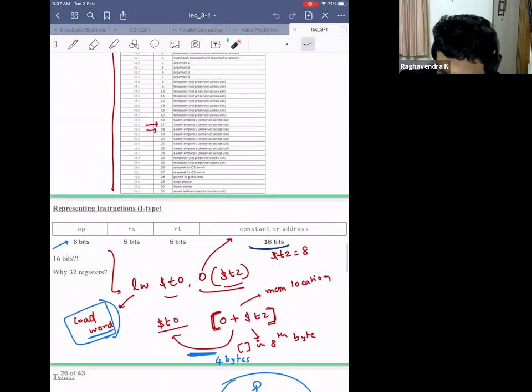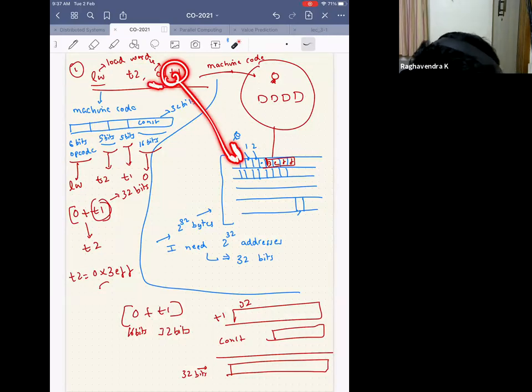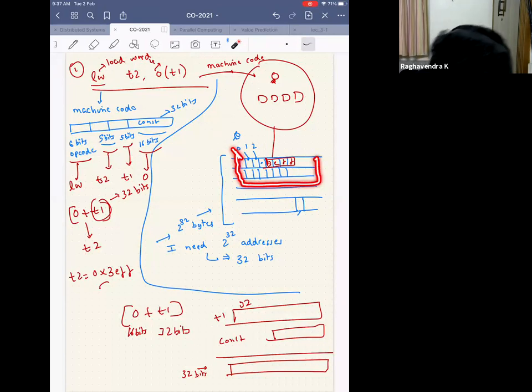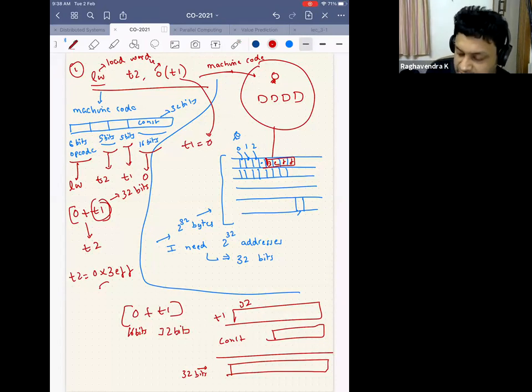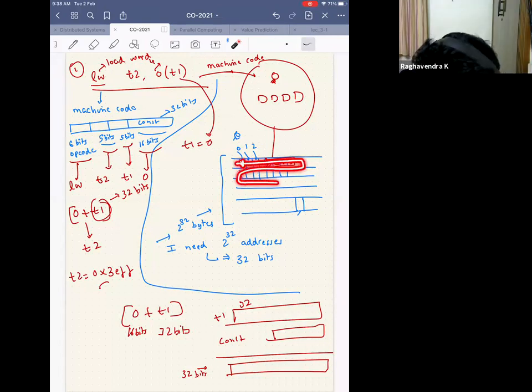So let's say T1 is 0. Now this range is 16 bits, which means that using T1 being 0, how many bytes can I access starting from 0? 2 power 16, only 2 power 16, right? So which means that I am able to access only this much range of data.